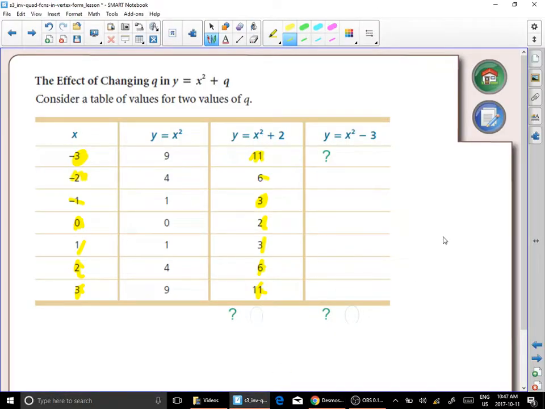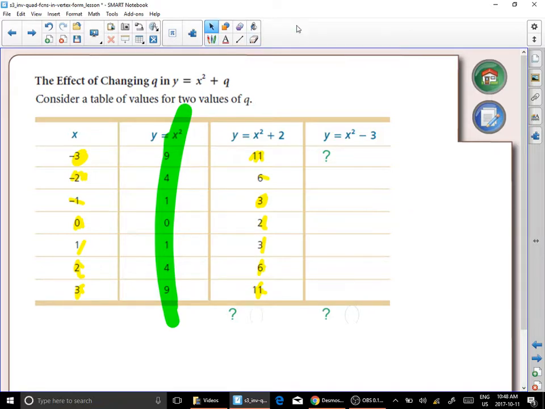Likewise, if we have x squared minus 3, again, we're going to look at these values right here, but instead of adding 2 to them, we're going to subtract 3 from them. If we subtract 3 from them, we get 6, 1, negative 2, negative 3, negative 2, 1, and 6. So we're subtracting 3 from each of those.